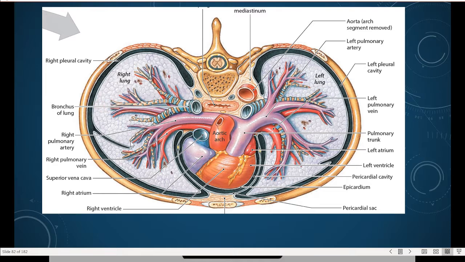Alveoli are not shown in this. I think the whole purpose of this is so you can look down and see that the pulmonary artery and vein come together down here in the alveoli to make a gas exchange.